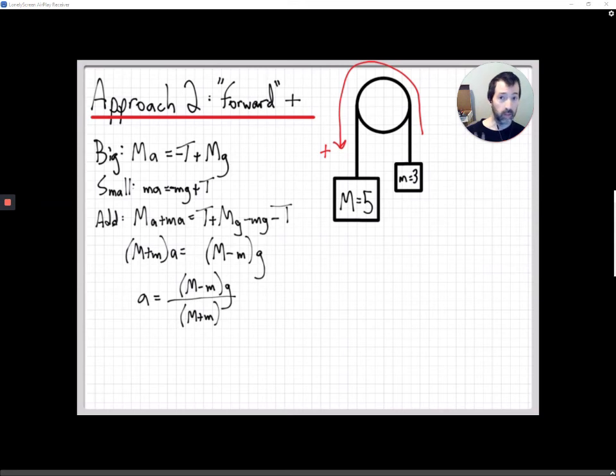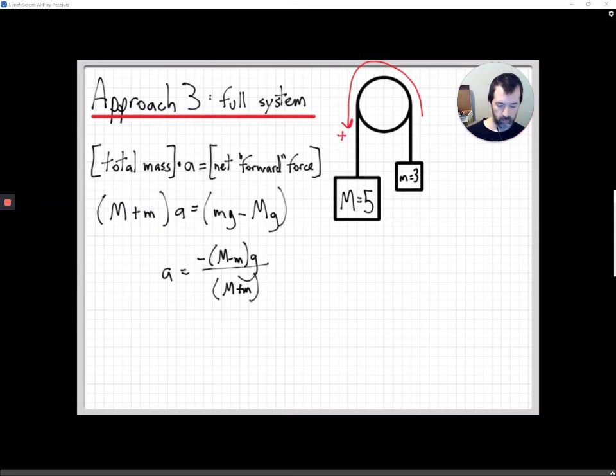But there is yet an even easier way, which I'm going to show you now. And I've done the same thing with the signs, so let me move some things around. Now everything is great. The approach that you can take to solve an Atwood system even faster than that is to think about it this way.